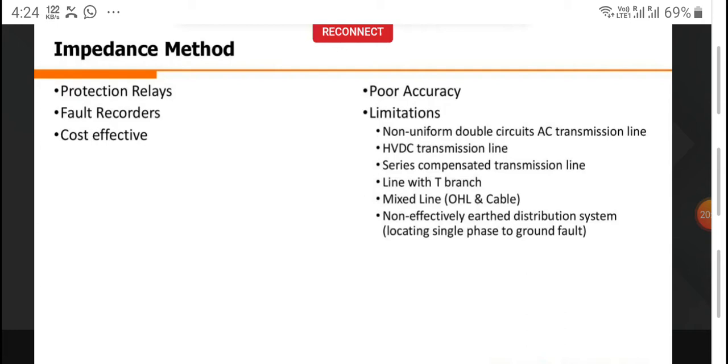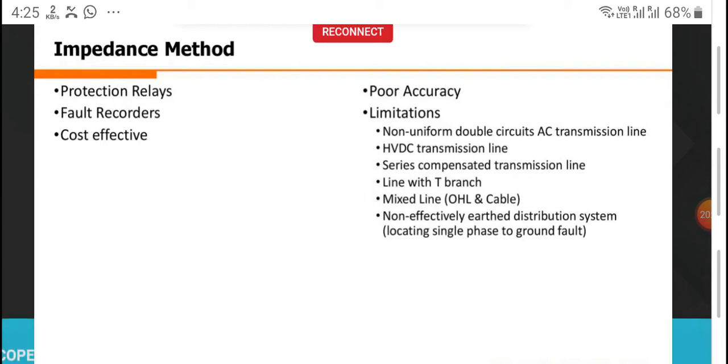These mixed lines are a combination. This is a single line running which has some fractions of overhead lines as well as cables. Right? We'll see these things a bit later. This is just for information that the impedance method has limited performance when it comes to these particular line configurations.